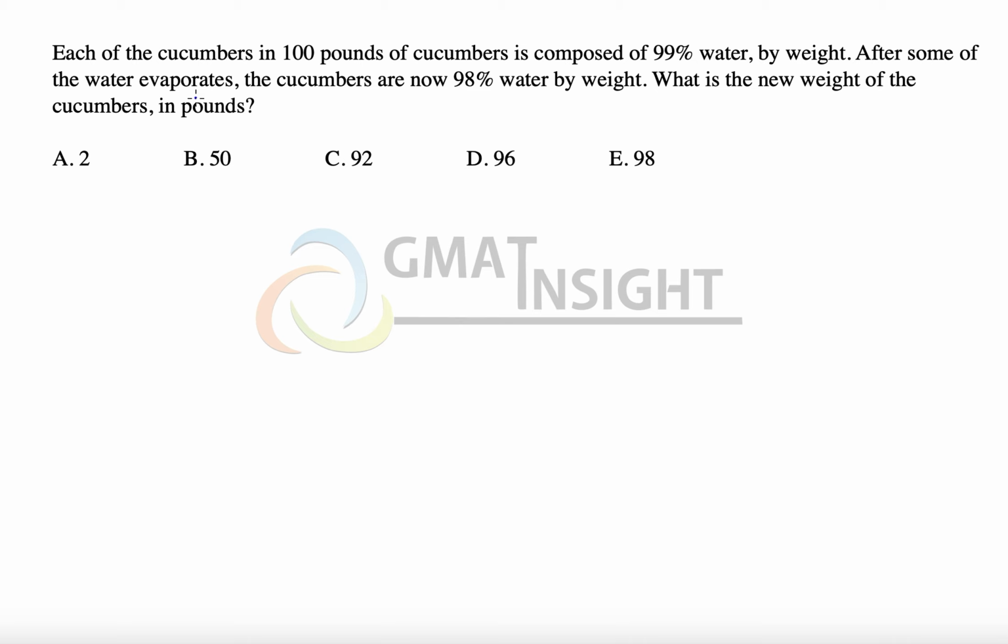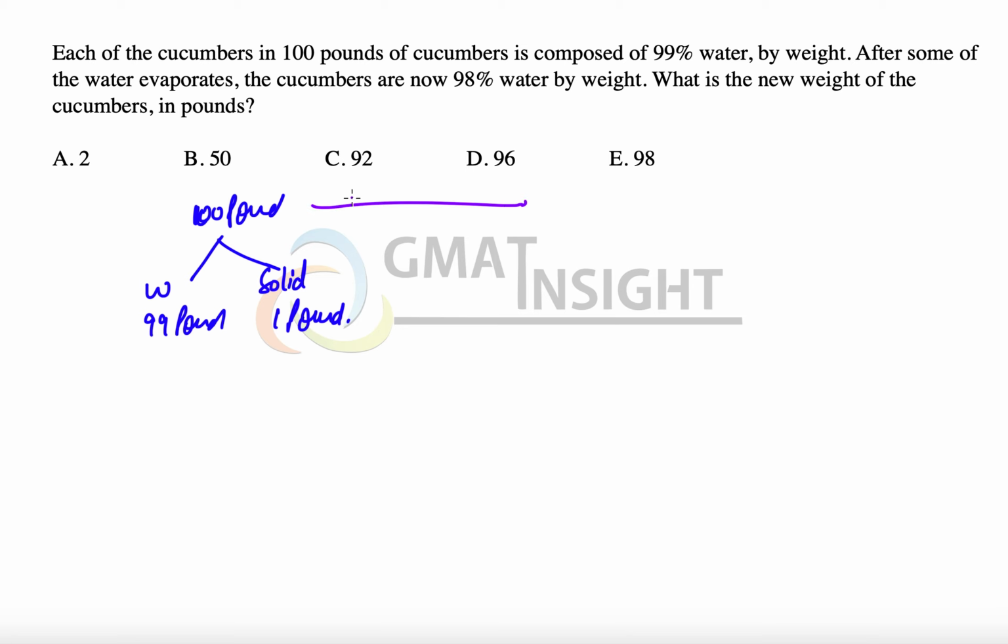Then the answer that we get from ourselves is that the 1% is the remaining thing, which is a solid part, which is forming the pulp part of it. So we quickly write down its distribution: we have 100 pounds of the cucumber, and we have water in it, which is 99 pounds, and we have solid, the remaining pulp part, which is equal to 1 pound. Now what happens is, after some of the water evaporates, the cucumbers are now 98% water.